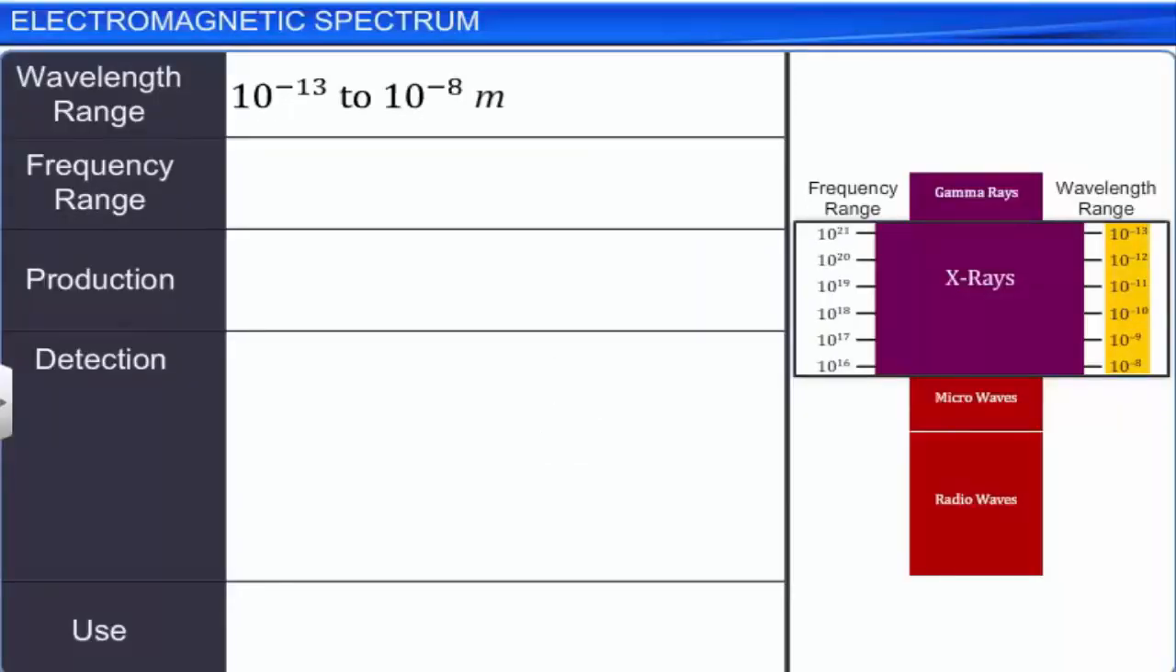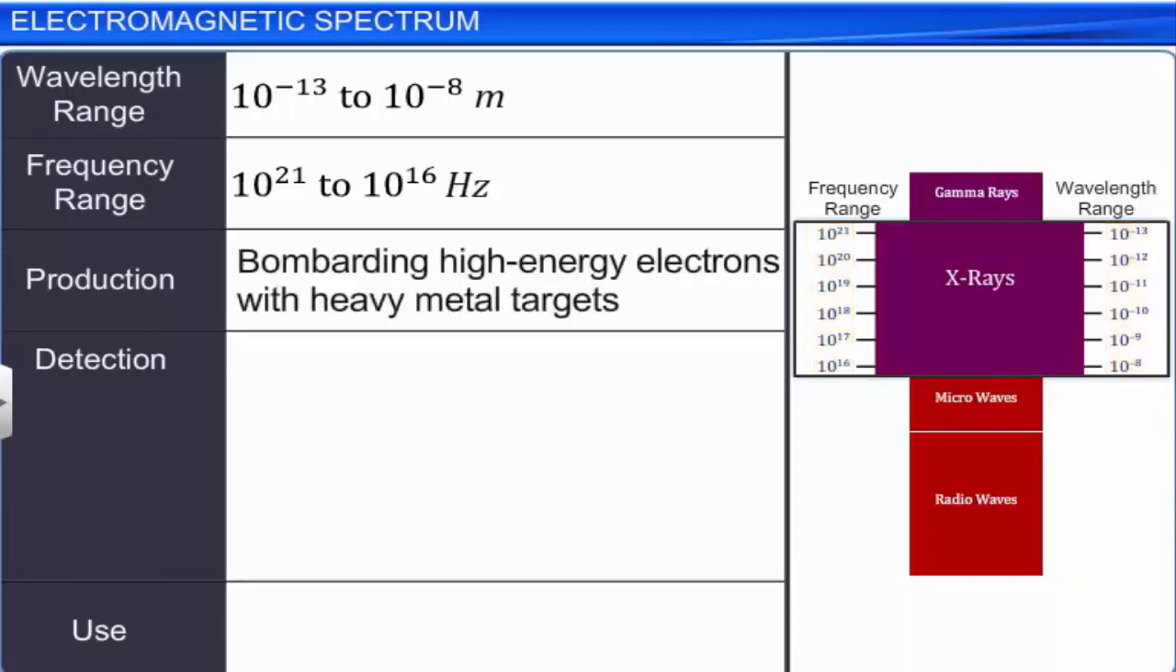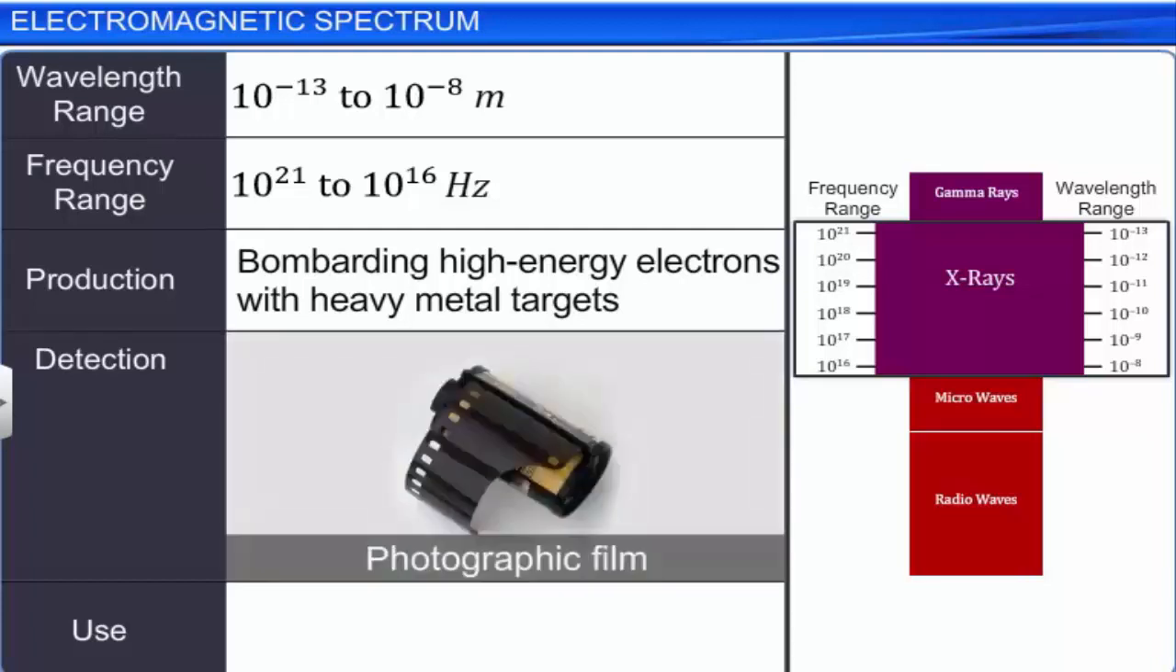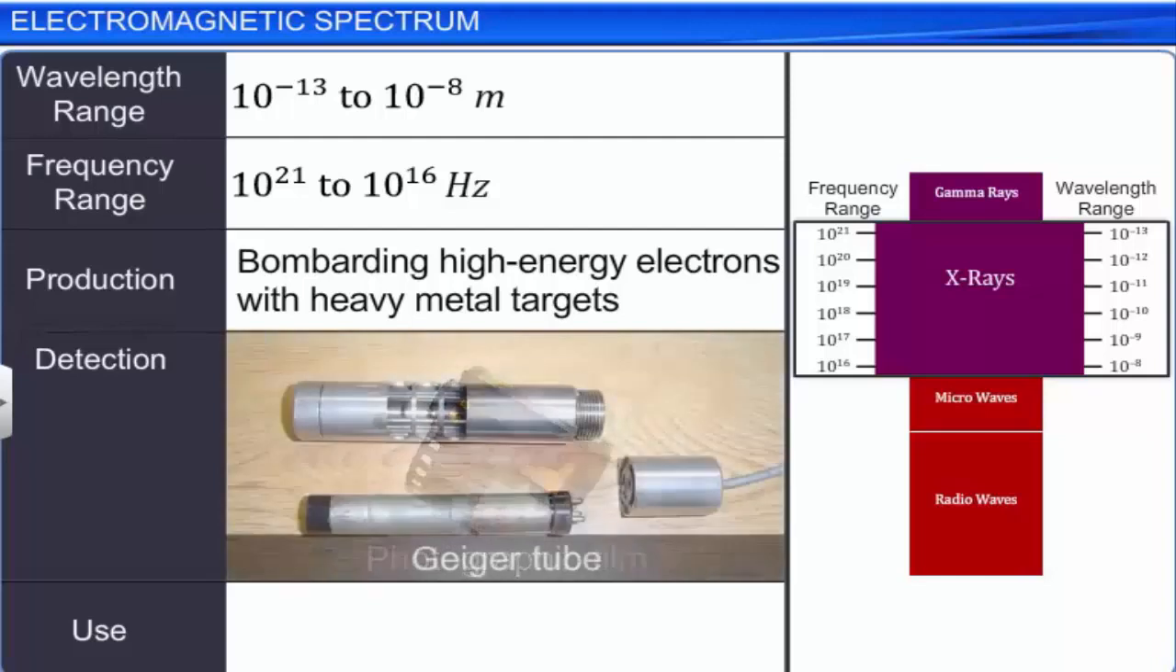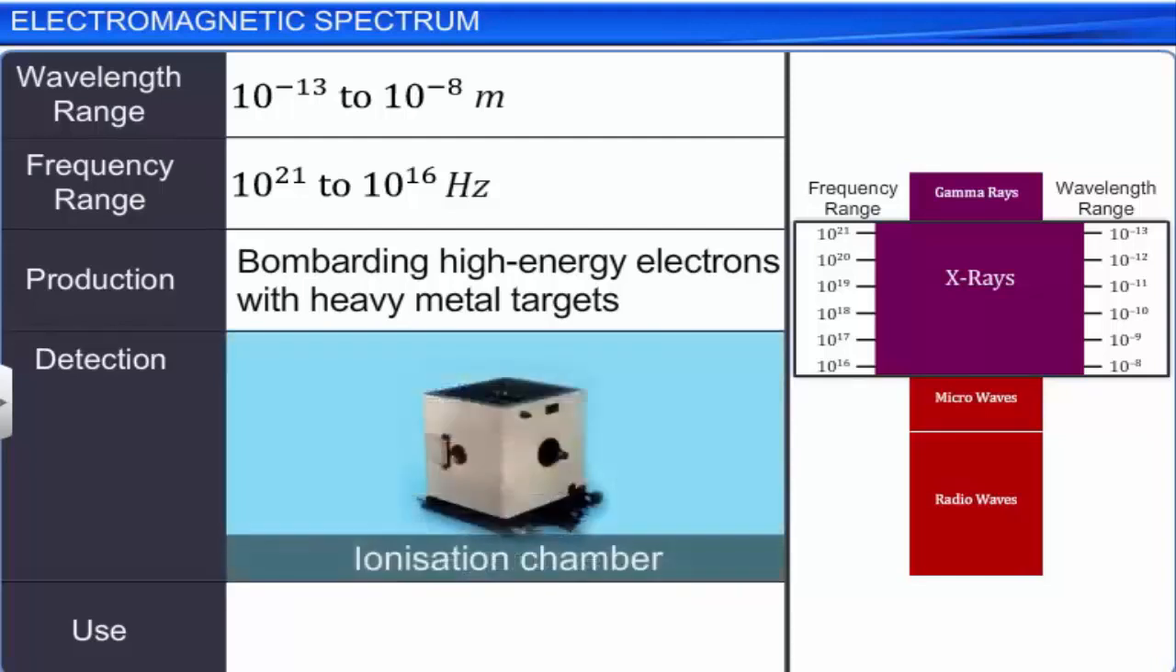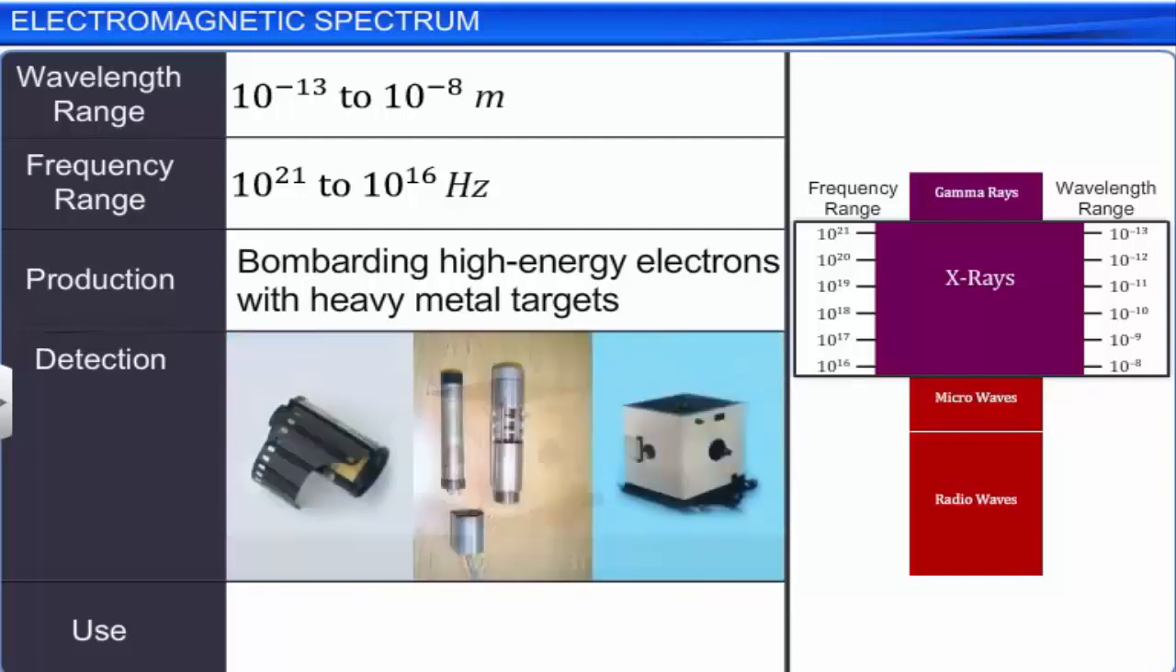The frequency is in the range of 10^21 Hz to 10^16 Hz. X-rays can be produced by bombarding high-energy electrons on heavy metal targets. They can be detected by photographic films, Geiger tubes, and ionization chambers. X-rays are widely used in different applications such as medicine, spectroscopy, and in industries.